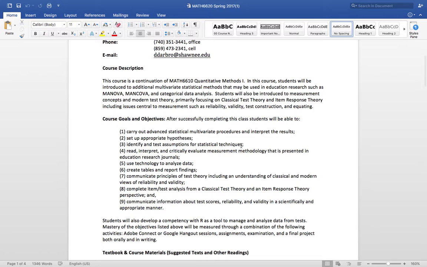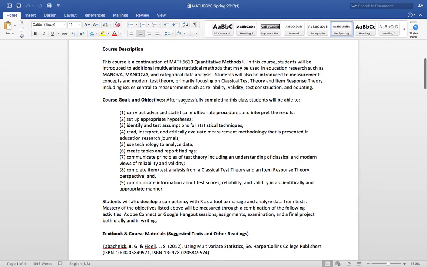The big thing that we do in 6620 is we get into, again, more sophisticated things that we will use in education research. If I were thinking about the class threefold, I would say that first of all we get into MANOVA, MANCOVA, some categorical data analysis. So we kind of build on the statistical techniques that we took a look at in 6610.